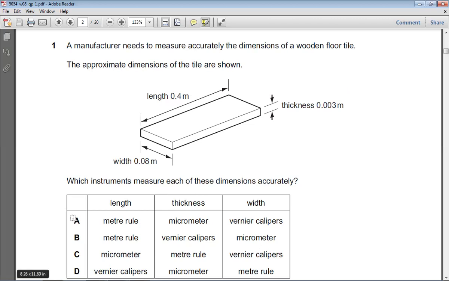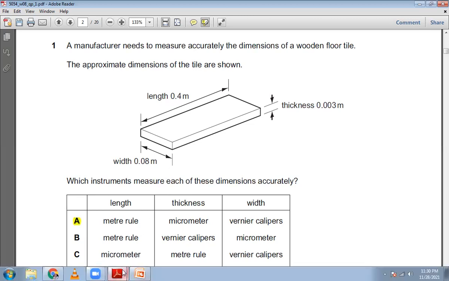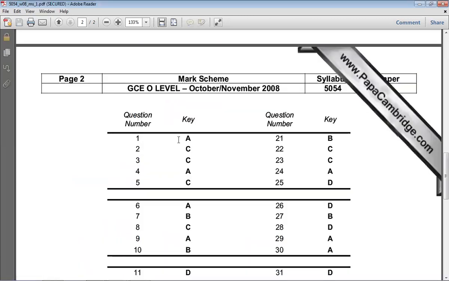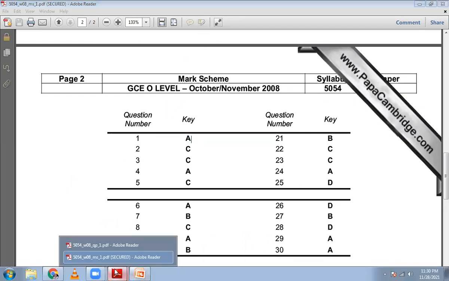Let us check if A is the answer. We think A is the answer, so let's check from the marking scheme. Okay, so A is the best option. Okay, so A is the right answer, sir.